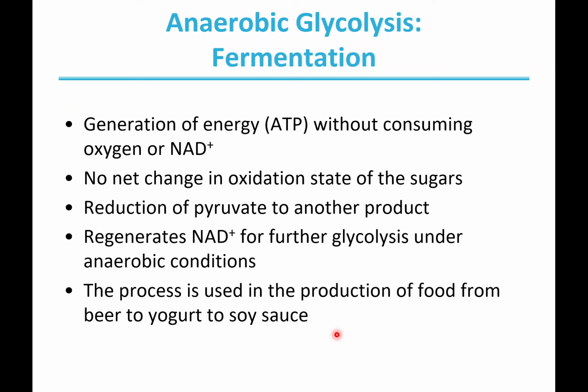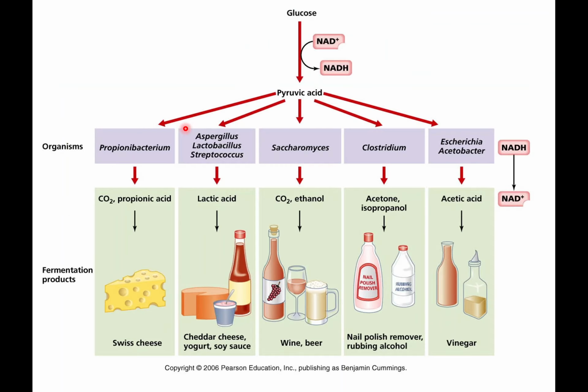The process, as we'll see in the next slide, is used to produce a number of different food items and also chemicals. You don't need to memorize any of these organisms, but just be aware that there are different fates for the pyruvate or pyruvic acid, depending on what organism you're looking at.